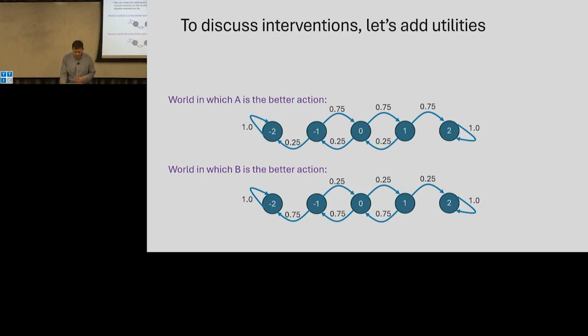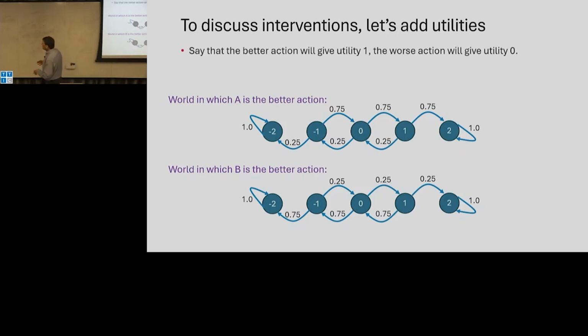Okay, so to talk about interventions, let's add utilities to this. So I want to add some value to you of better and worse. So let's just say the better action gives a utility of 1, the worse action gives utility of 0. You still know which one is better and which one is worse.